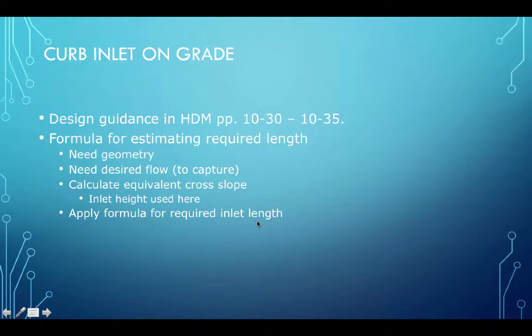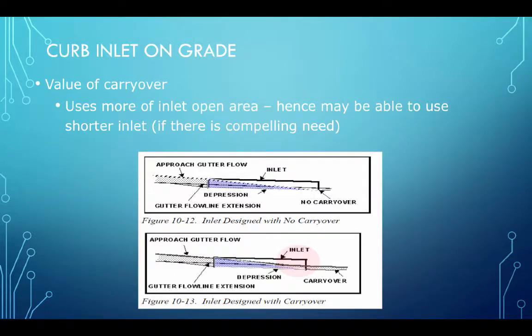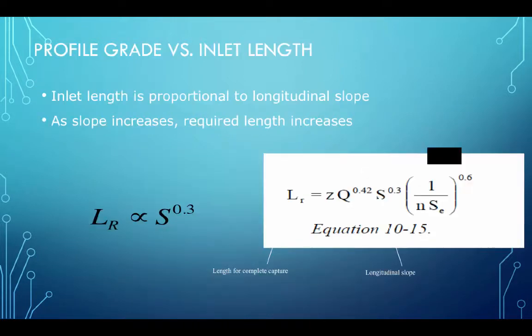Okay, so in pages 1030 through 1035, which is the equations, what we need to know is the geometry, our desired capture flow, or the flow that we want to at least try to capture. We'll calculate something called an equivalent cross slope using some of the equations that I just showed you where they're located, and then ultimately apply a formula for the required inlet length. There's a brief discussion in the manual on the importance of carryover, or that it can use a little more of the open area of the inlet. That's probably true, but I don't think it's terribly useful. But that's beside the point. You can read that on your own.